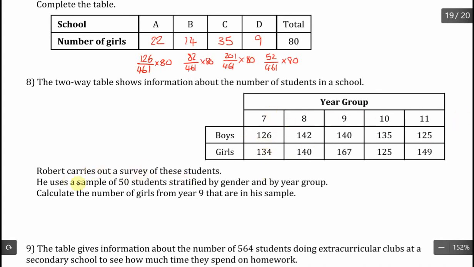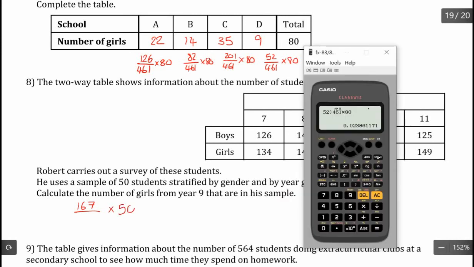Okay, lots of information here about boys and girls, year groups. Robert carries out a survey. He uses a sample of 50. Calculate the number of girls from year 9. Okay, so girls in year 9, there's 167 of them. We need to know the population altogether, and then we're going to times by 50.